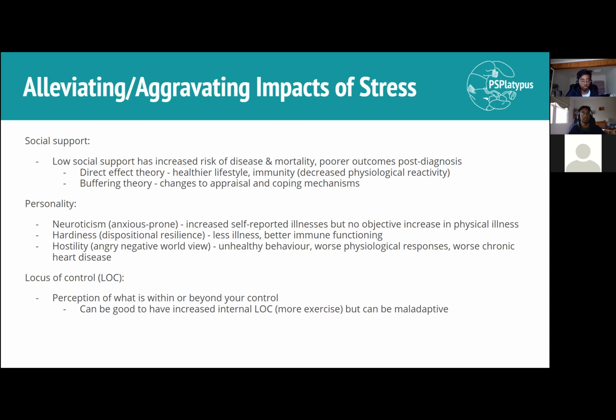Locus of control, so that's our perception of what is within or without our control. This is good sometimes, but can be maladaptive. It's good such that we can control our exercise and what we can do to help the condition that we might have, but can be maladaptive if it's something that you have no way of controlling, but you still feel like it is on you to control it.